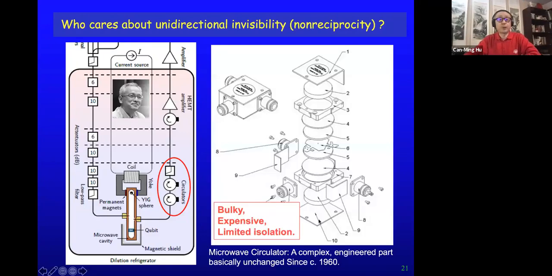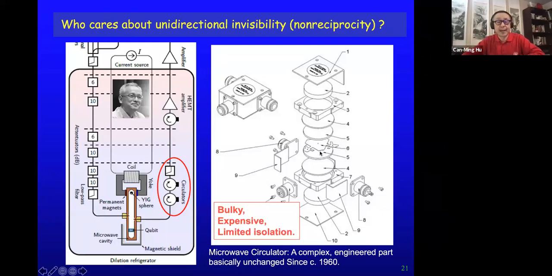Now, if you look at the physics or techniques to build this kind of isolator or circulator, the physics is still the old classical physics of the 1960s. It's the magneto-optical effect of bulk ferromagnetic material.